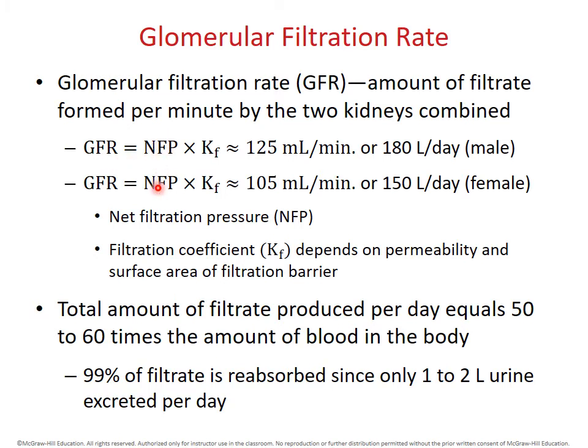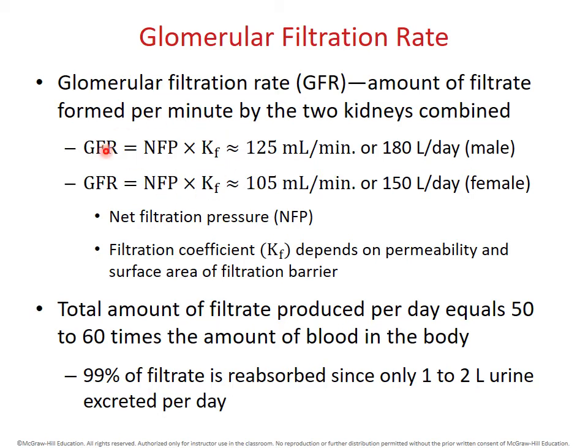And so what we do to get glomerular filtration rate is we multiply that net filtration pressure, which is 10, times the filtration coefficient, which for males tends to be 12.5 milliliters per minute per millimeter of mercury of force. And in females, it tends to be 10.5, a little bit less.